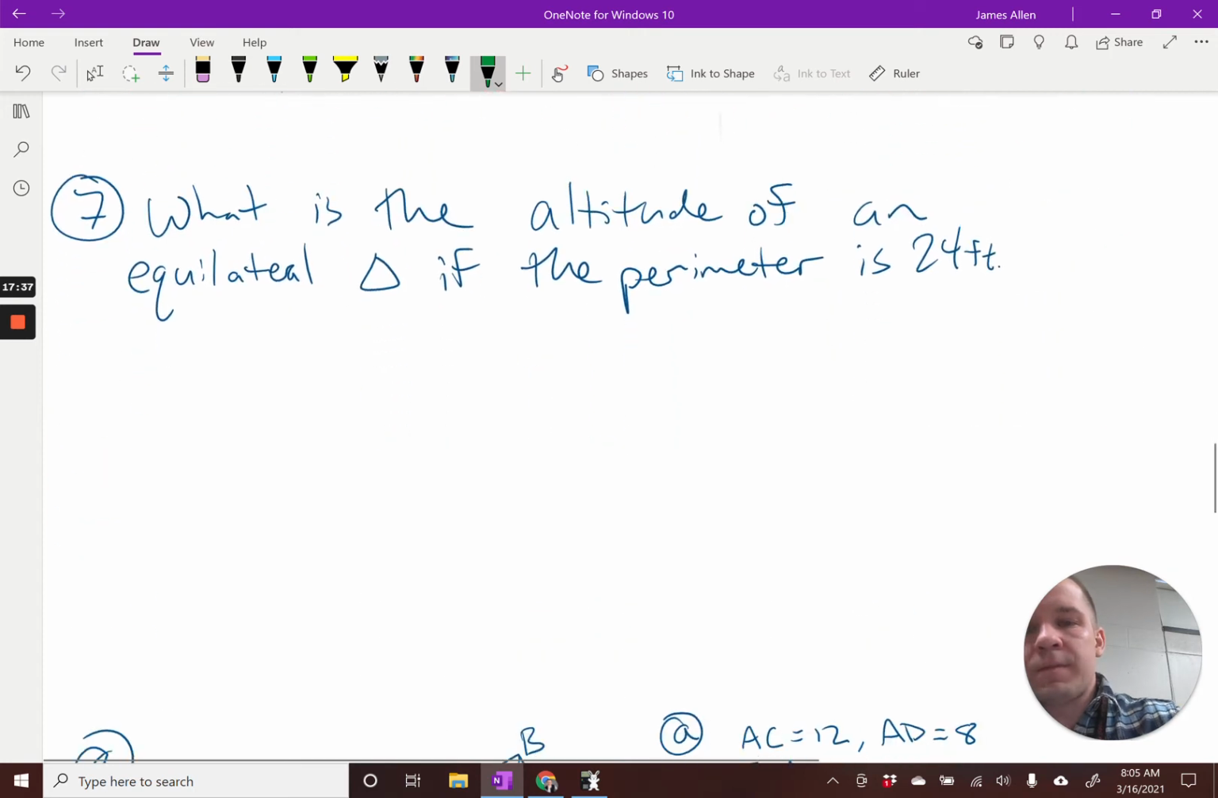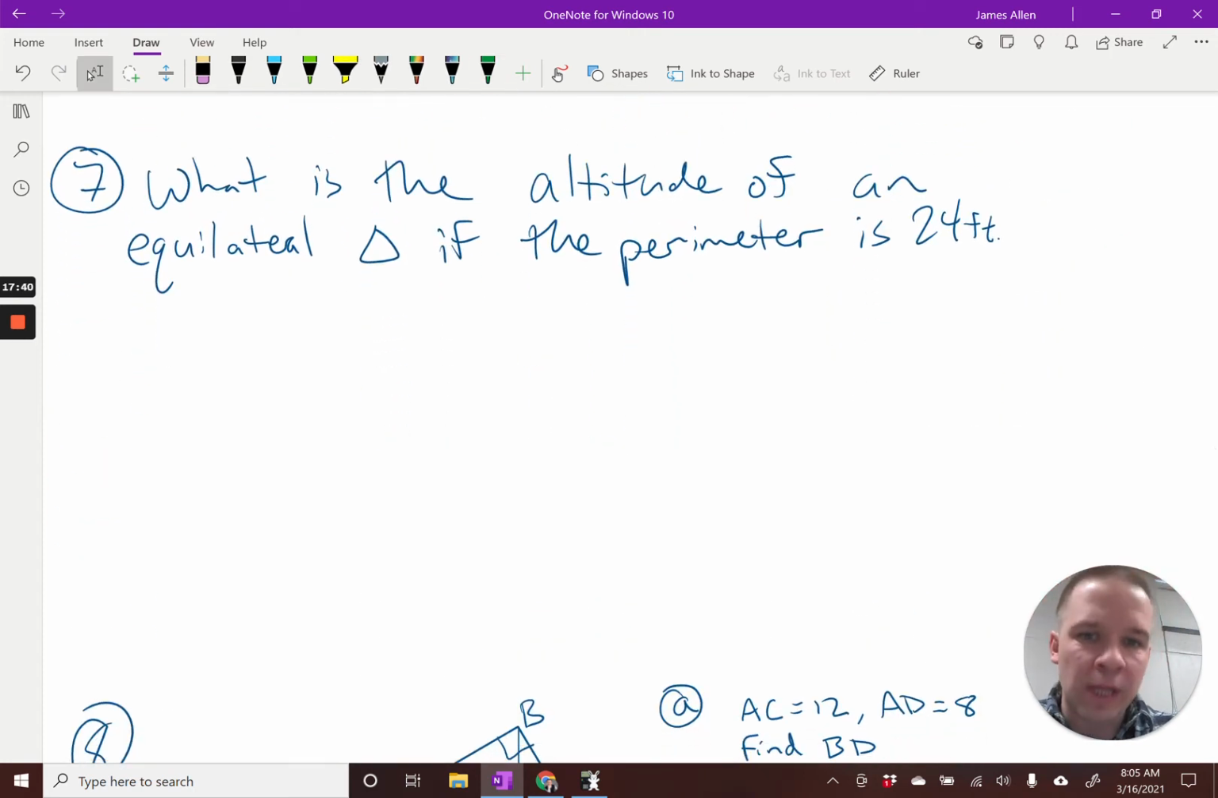Number 7. What is the altitude of an equilateral triangle if the perimeter is 24 feet?